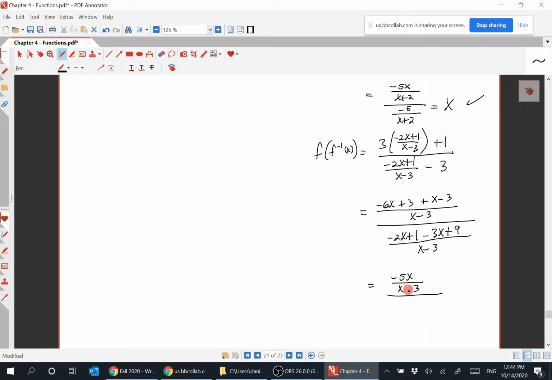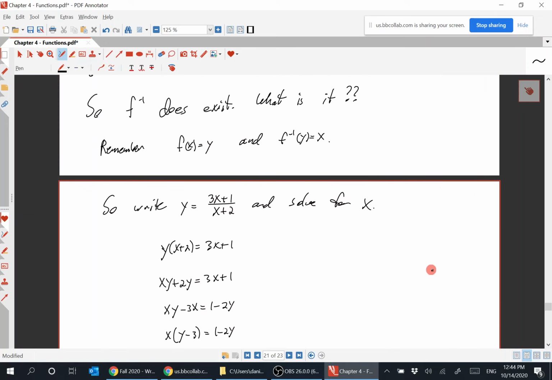Over minus 5x. What happened here? Minus 3x plus 9. Did I put the right?